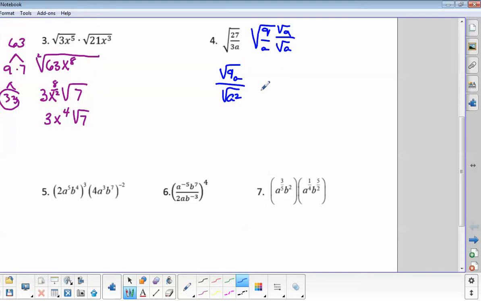Well, the square root of a squared is just a, so now your denominator is a, and your numerator is the square root of 9a. And this is called rationalizing the denominator, because you're not allowed to have a square root in your denominator.